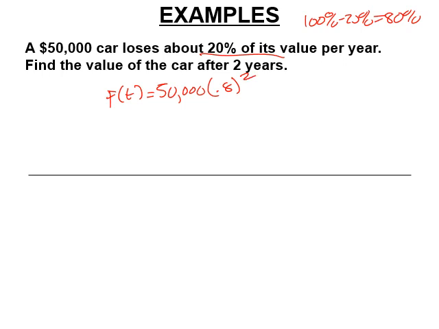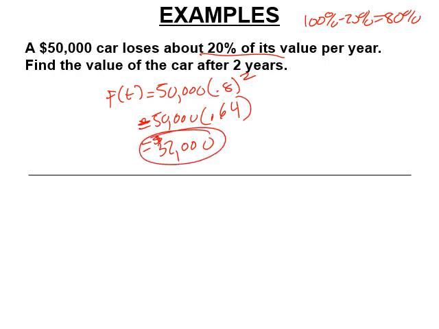So we get out our handy dandy calculator, and 0.8 to the second power. You could actually do that in your head. 8 times 8 is 64. It's 0.64. And we have to multiply that times $50,000. And so 2 years later, this is exact actually, it would be worth $32,000. So what's 50 minus 32? 18. It's cost you $18,000 to drive that car for 2 years, plus all the maintenance you had to do, assuming maintenance wasn't included in your purchase.